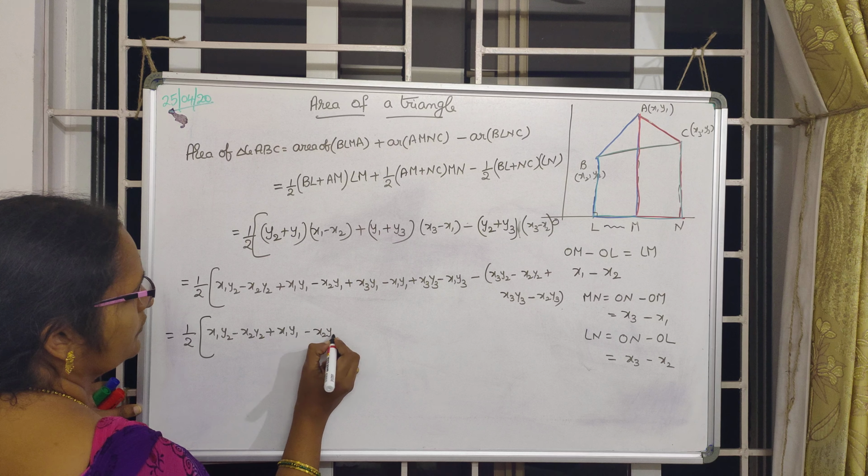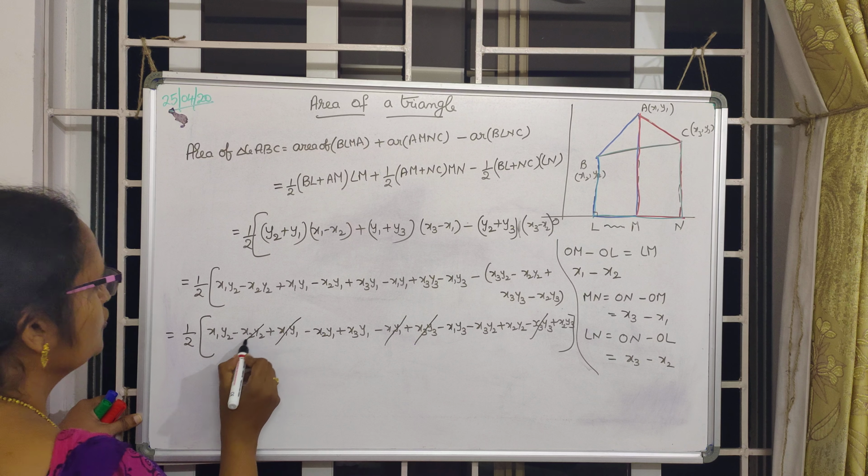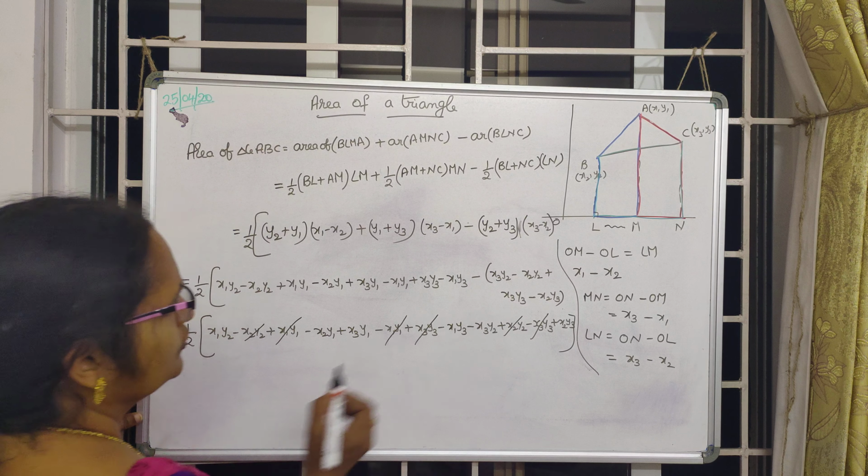Now check the cancellation. Plus x1 y1 minus x1 y1 gets cancelled. Plus x3 y3 minus x3 y3, then plus x2 y2 minus x2 y2 also cancel.